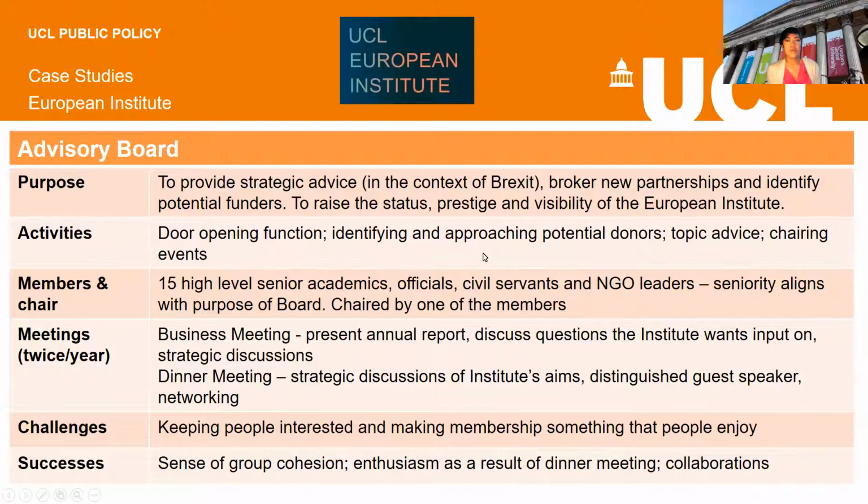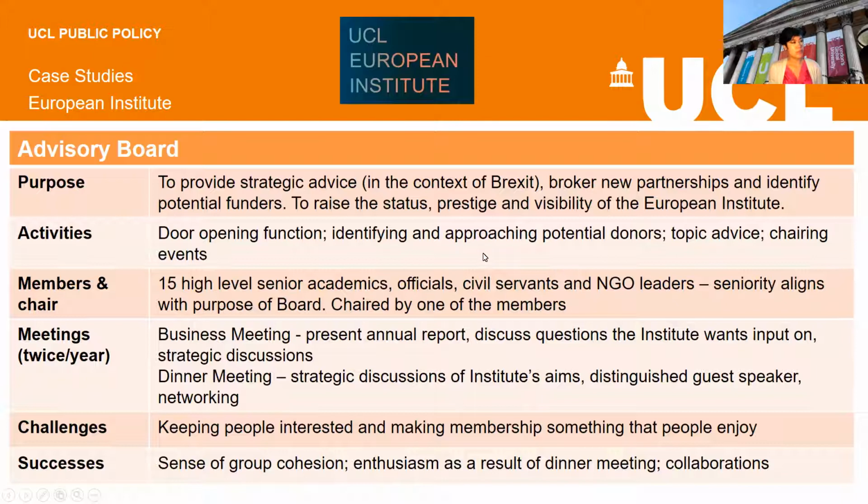Because the goal of the group is to raise the status, prestige, and visibility of the EI, they have specifically invited 15 very high-level senior academics, officials, civil servants, and NGO leaders because the seniority of these people aligns with the purpose of the board. So for example, I know Keir Starmer is actually one of the members. So you can see they've got the top dogs in the field.